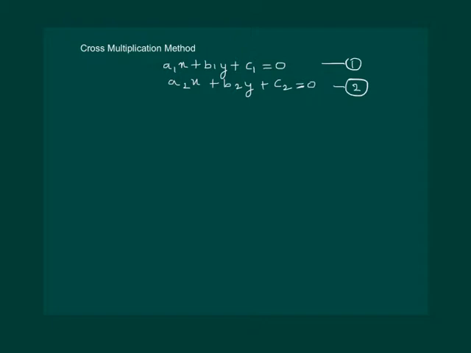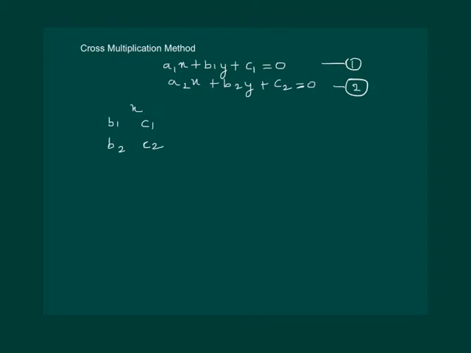So write x, and under x we will write the coefficients of y and the constant term in this fashion: b1, b2, c1, c2.